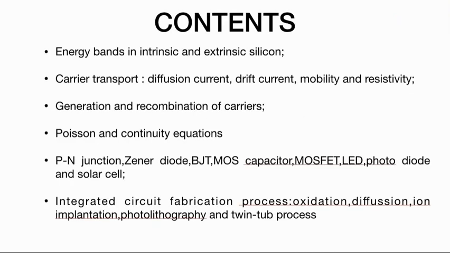syllabus. Energy band diagram in intrinsic and extrinsic silicon. Carrier transport, diffusion current, drift current, mobility and resistivity. Generation and recombination of carriers. Poisson and continuity equation. PN junction, Zener diode, BJT, MOS capacitor, MOSFET, LED, photodiode and solar cell. Integrated circuit fabrication process, oxidation, diffusion, ion implantation, photolithography and twin process.